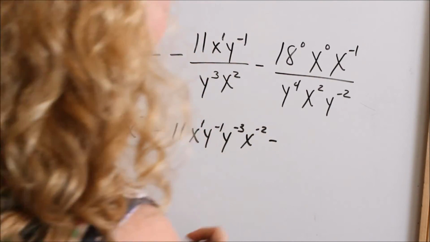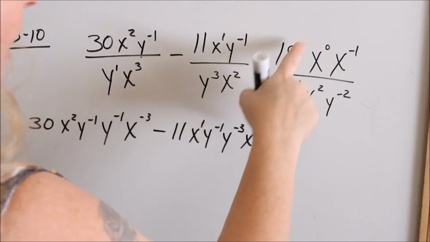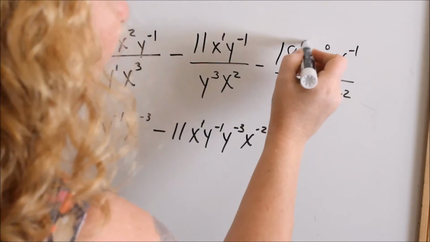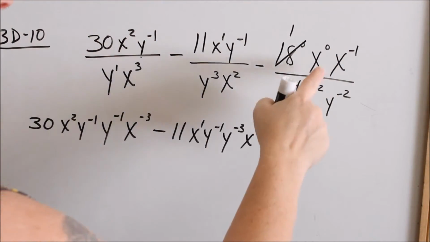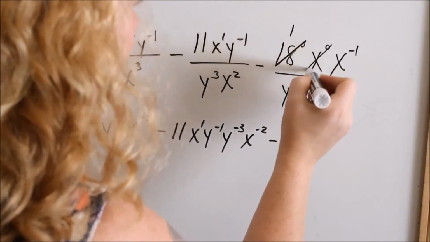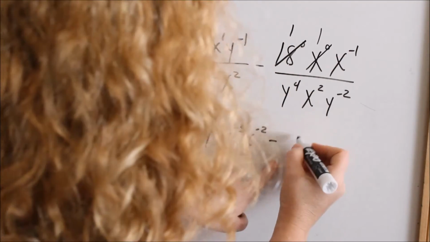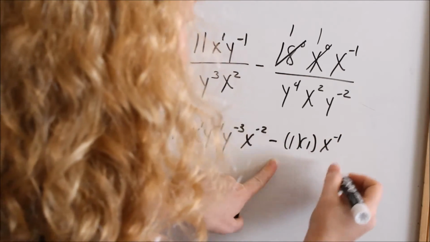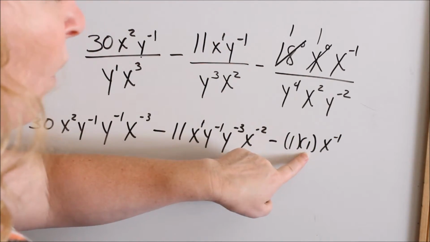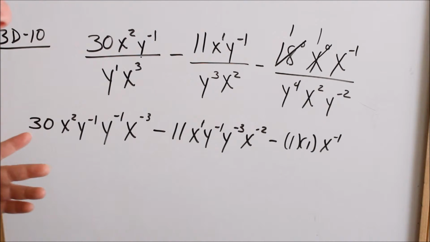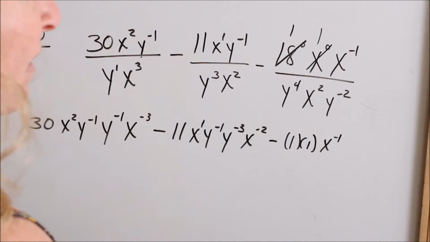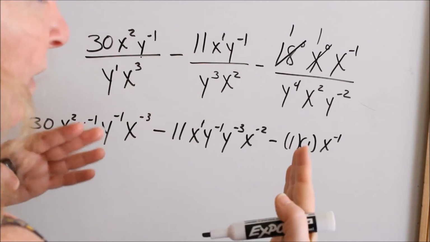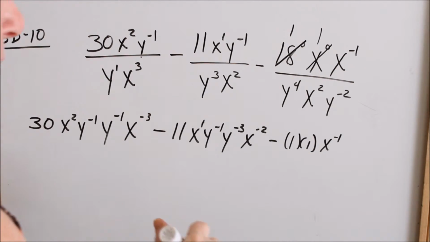Now let's write our last term, okay? Let's look at this, 18 to the 0. Anything to the 0 power equals what? 1, so that becomes 1. X to the 0, anything to the 0 power becomes 1. So essentially this is like saying 1 times 1, rewrite the numerator. So 1 times 1 is 1, and 1 times x to the negative 1 is still x to the negative 1. 1 times anything is itself, okay? So it's almost like these things go away. They don't go away, they just get multiplied into the problem.